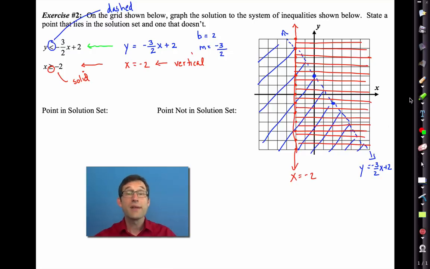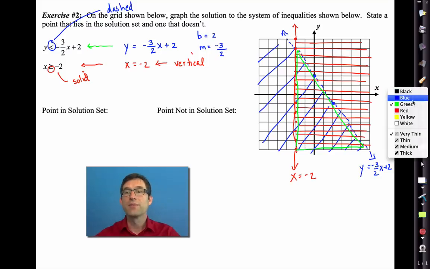Okay, so that's it. That's the whole deal. Now, what's interesting is, again, the solution set itself is this overlapping region, which includes this boundary, but doesn't include that one.